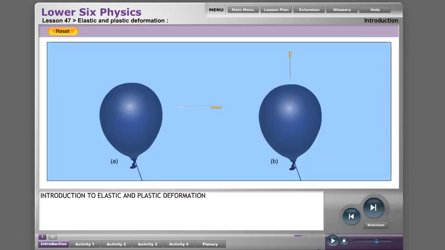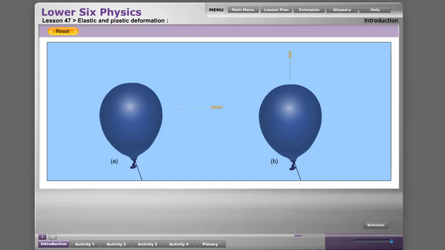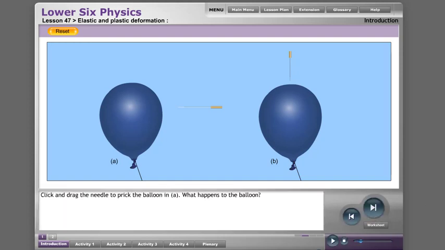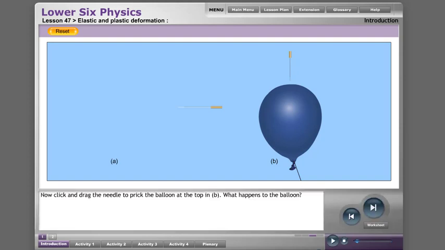Introduction to Elastic and Plastic Deformation. Click and drag the needle to prick the balloon in A. What happens to the balloon? Now, click and drag the needle to prick the balloon at the top in B. What happens to the balloon? Click and drag the needle from the balloon. What happens? Try this out using an actual balloon.